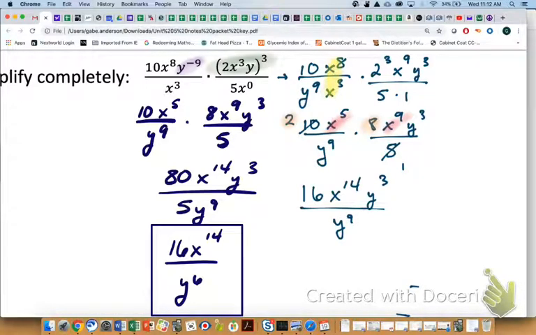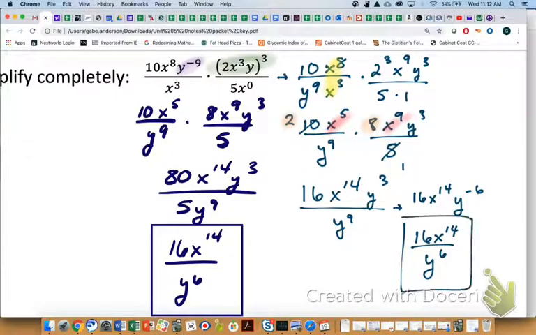And then my final step would be to recognize that I've got a y in the numerator and a y in the denominator. And if you're dividing like bases again, what do you do? Subtract. Yep. So it's going to be 16x to the 14 times y to the 3 minus 9. It's negative 6. And then my final step here would be to say, well, a negative exponent really means to take the base and do what? And now this time it's going to flip down, right? So it'd be y to the 6th. Of course, getting me to the exact same answer.